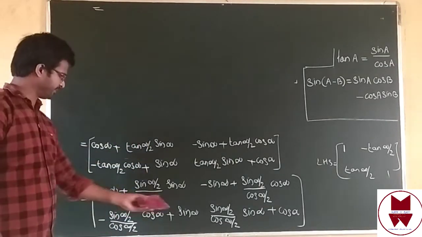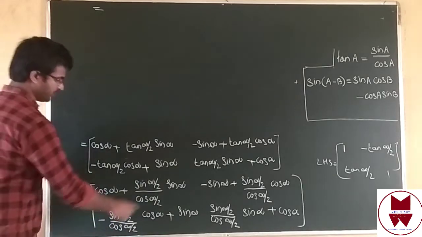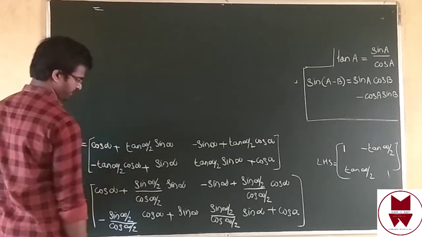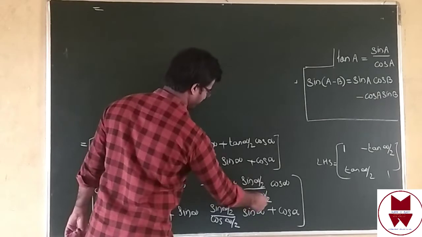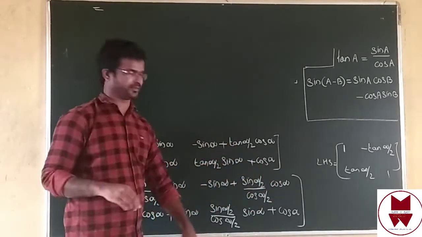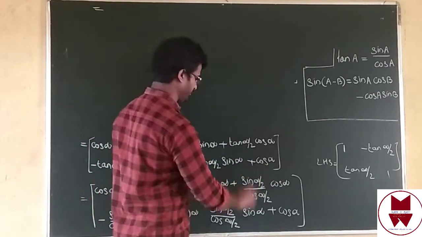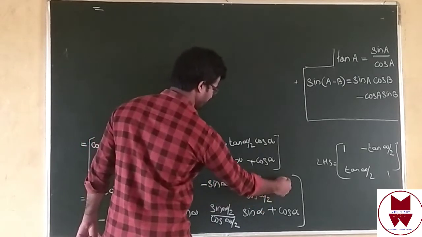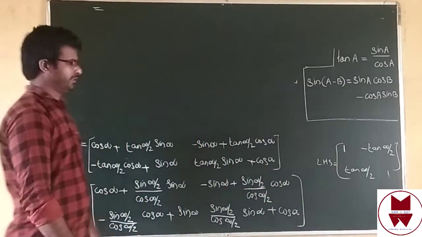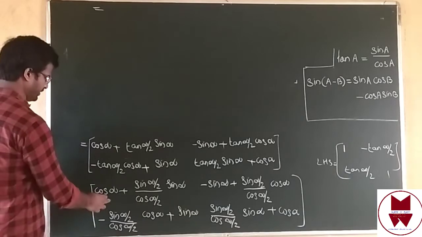Equal to, take LCM in here. What is LCM? Don't cancel sin alpha by 2, okay? In here also, cos alpha by 2, cos alpha we cannot cancel, don't write 1 by 2 and all. We cannot cancel because this is alpha by 2, this is alpha, completely different elements only. And then just take LCM.